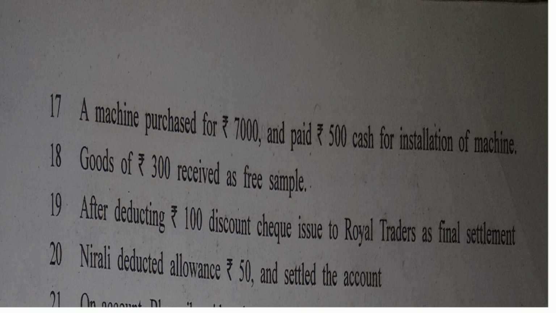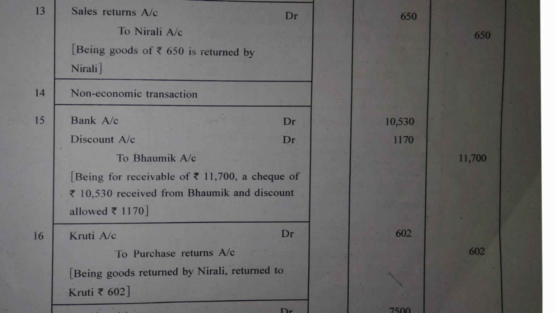But on 9th of August, goods have been sold to her. She has given 8,100 rupees and remaining 8,100 rupees she has not given. Then on 13th of August, she is returning goods of rupees 650. So out of 8,100, goods of rupees 650 is returned. So how much she is supposed to pay now? 7,450. This explanation is given on page number 90 in your textbook.